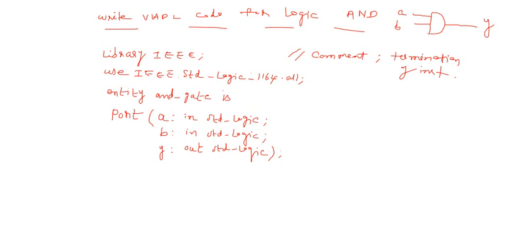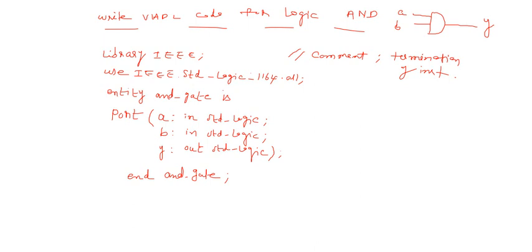How to end this entity? End this entity simply using end and the name of the entity. What is the name of the entity we have defined? and_gate. end and_gate, semicolon. Okay, so this is my port declaration for my simple AND gate.